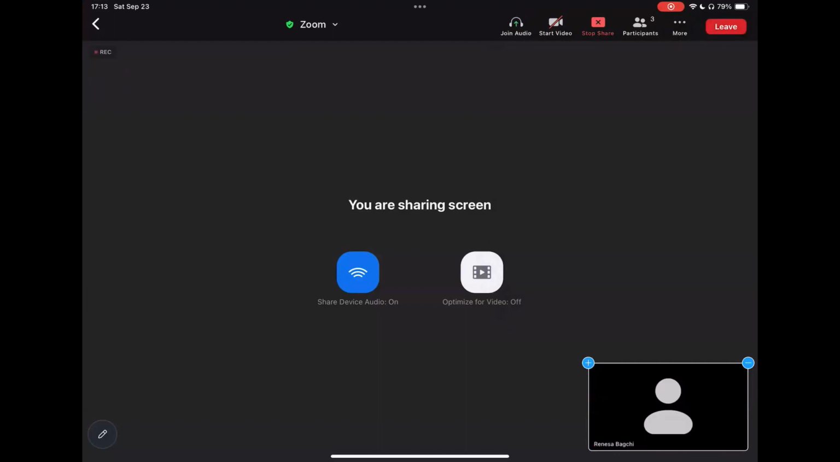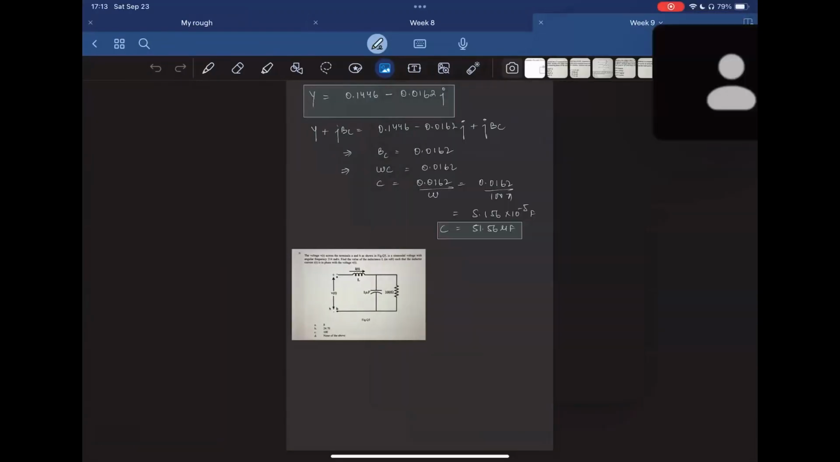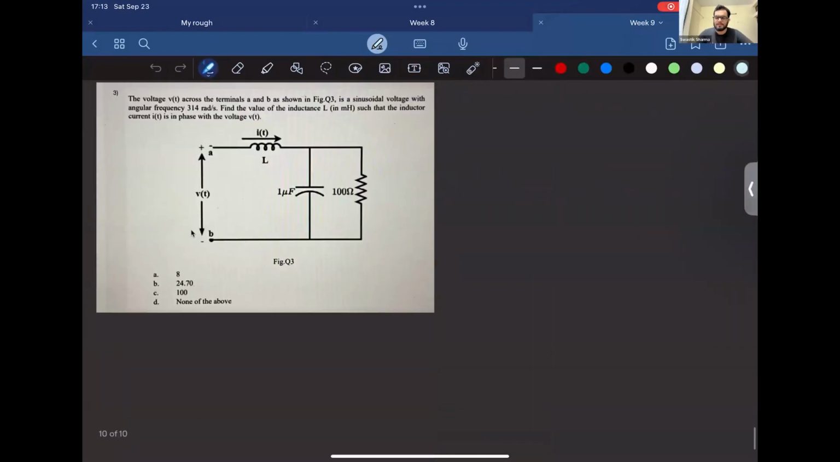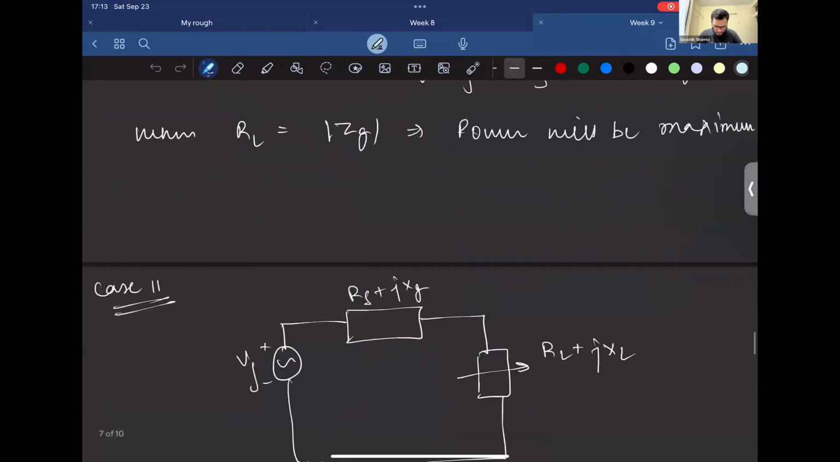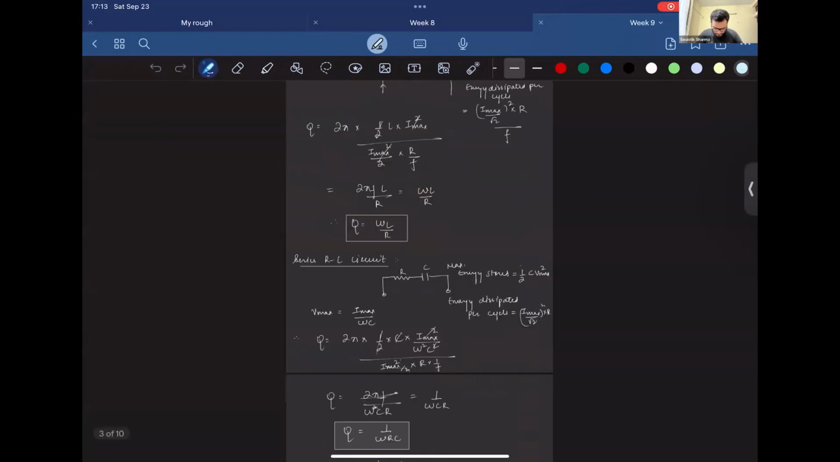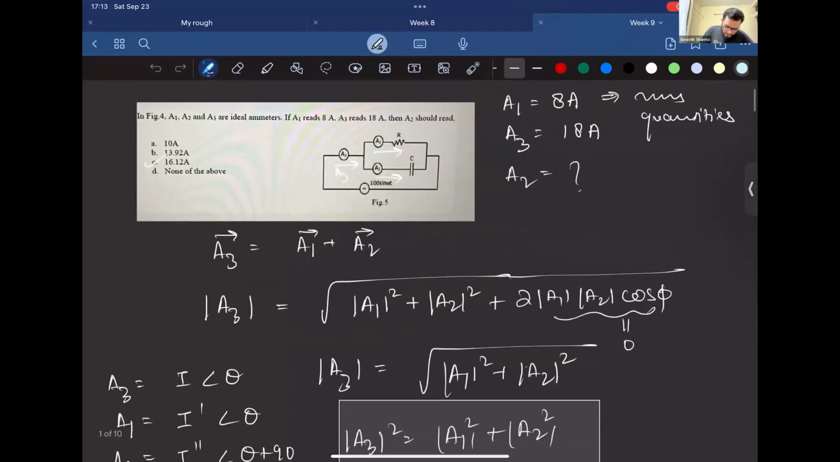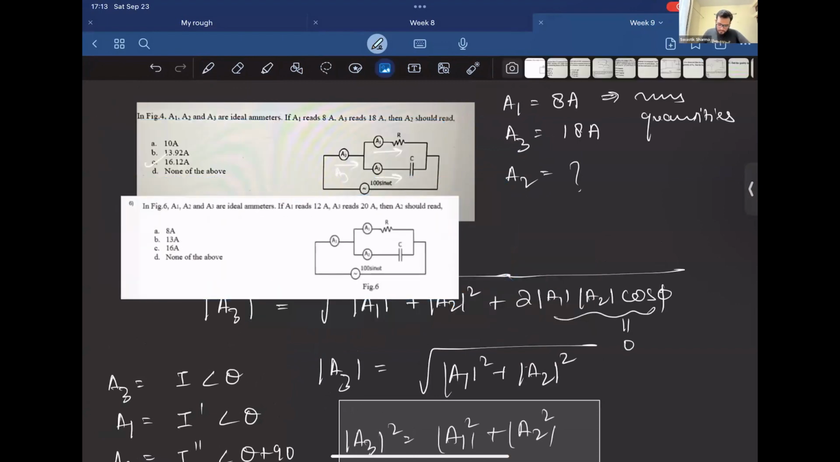Sir, I got the answer as 19 point something, which was rounded up to 20. Just give me a moment. I took a screenshot of that question. It was the same RC circuit, right? It was just that the values were different. Am I correct? So can you tell me?